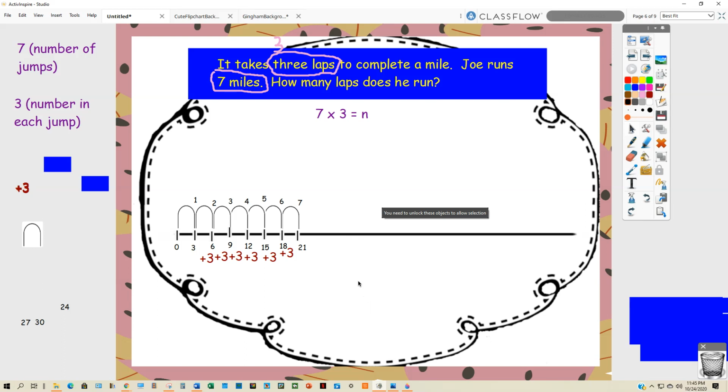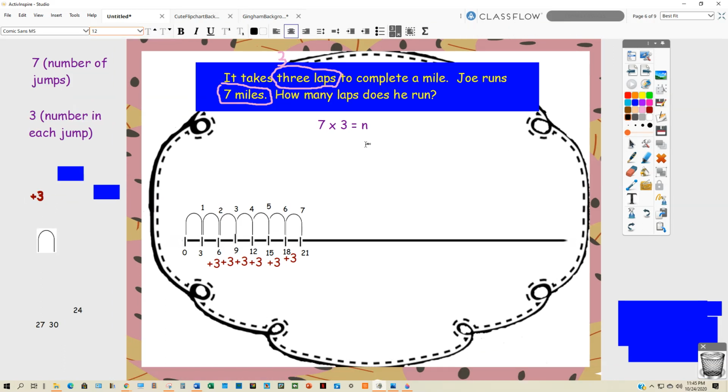So how many laps does he need to run? That's what I need to solve. He needs to run 21 laps. All right, so it's pretty easy. Just to recap, I need to make 7 groups, and each group needs to have 3 laps. And when I do my total number of jumps, I will see 21 laps. So this is how you use number lines to solve multiplication problems.